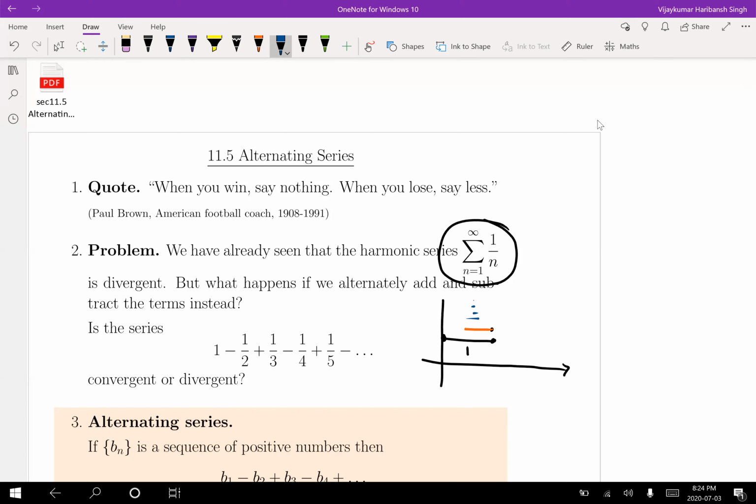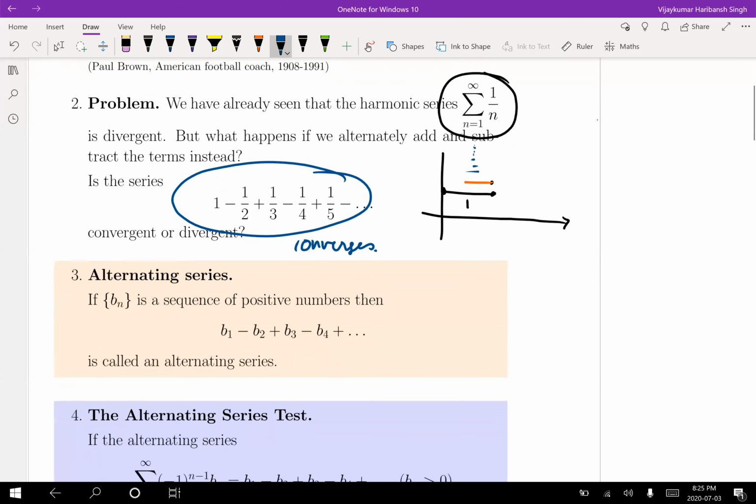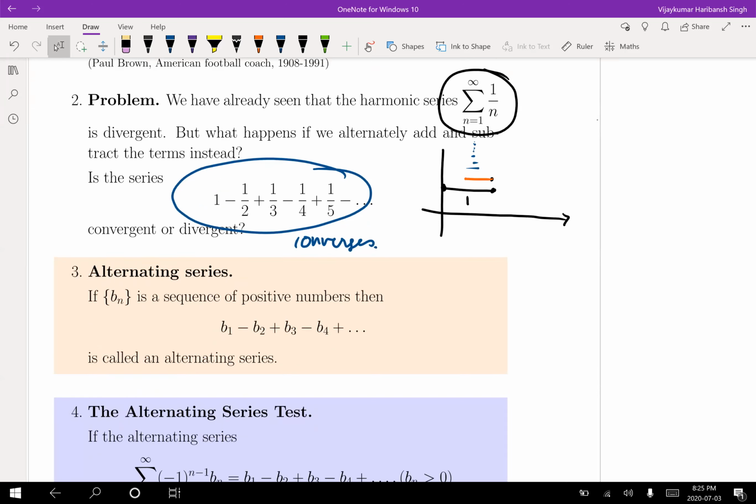You can see that these lines indicate the sum, the length of the line indicates the sum. And you can see that the sum eventually stabilizes, which means it's convergent. So this actually converges. Because of the alternating sign, the series converges. So let's generalize this idea. This will give us what is called an alternating series.